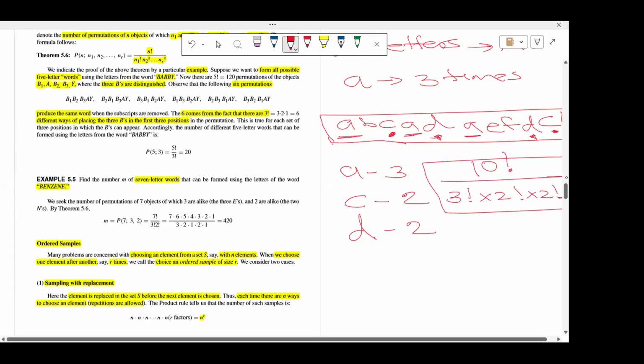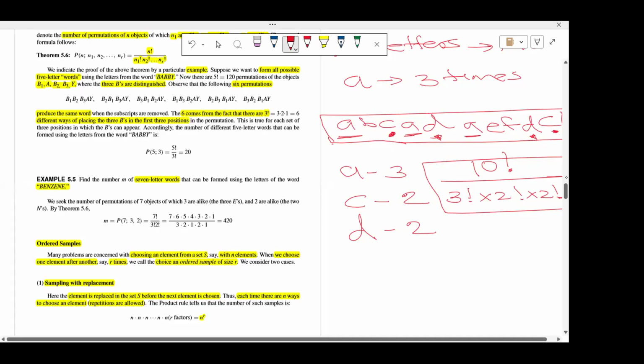Here we have 10 objects, and by utilizing these 10 objects we need to create the words. Some objects are the same objects. If you are using the same objects, the answer is 10 factorial over 3 factorial into 2 factorial into 2 factorial.